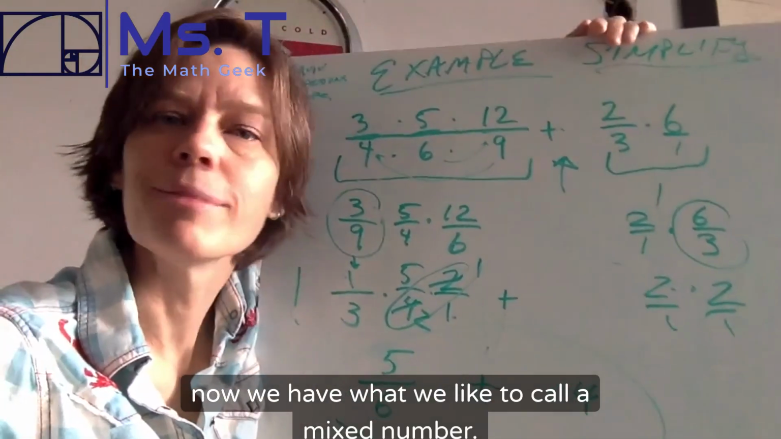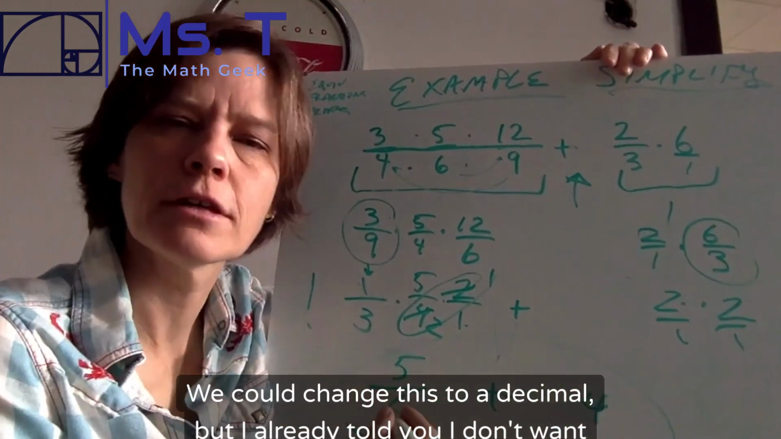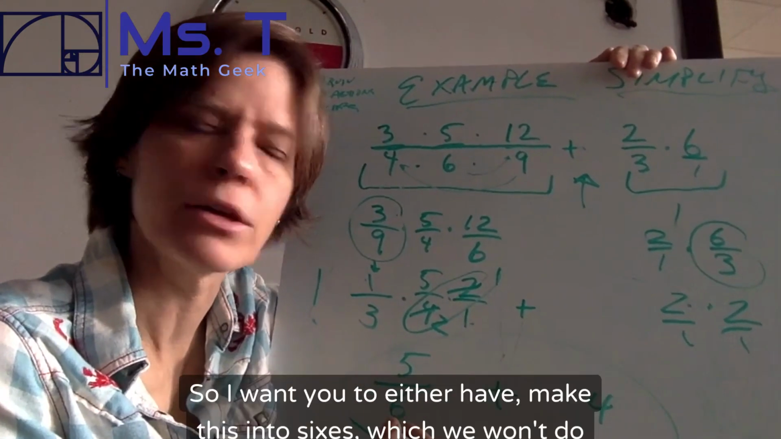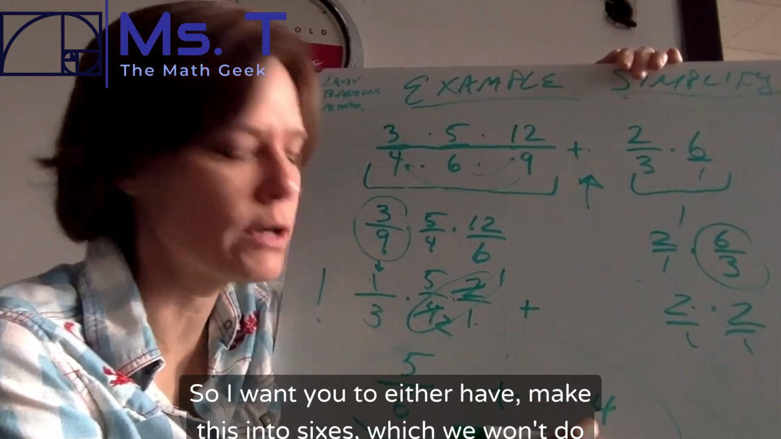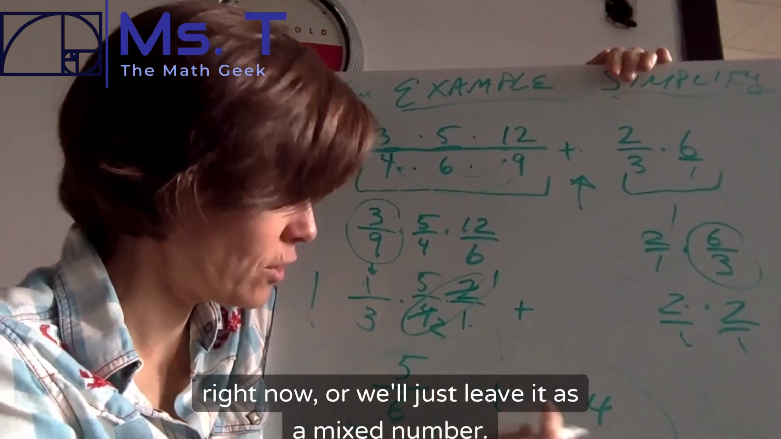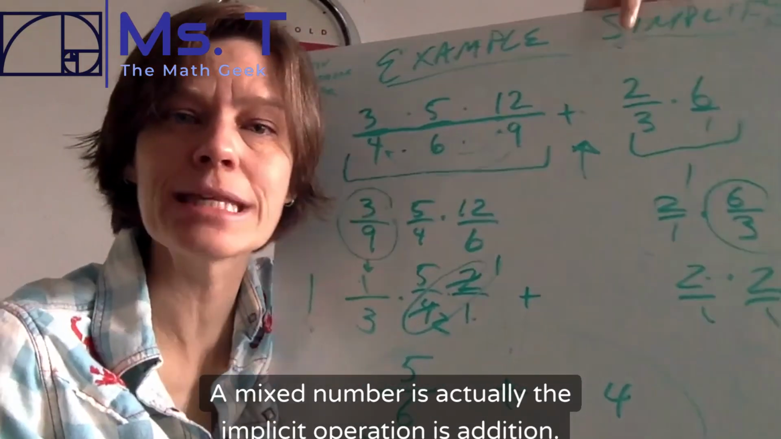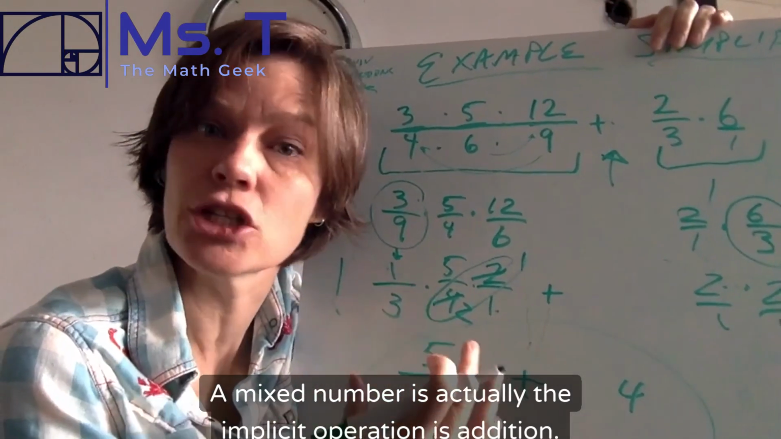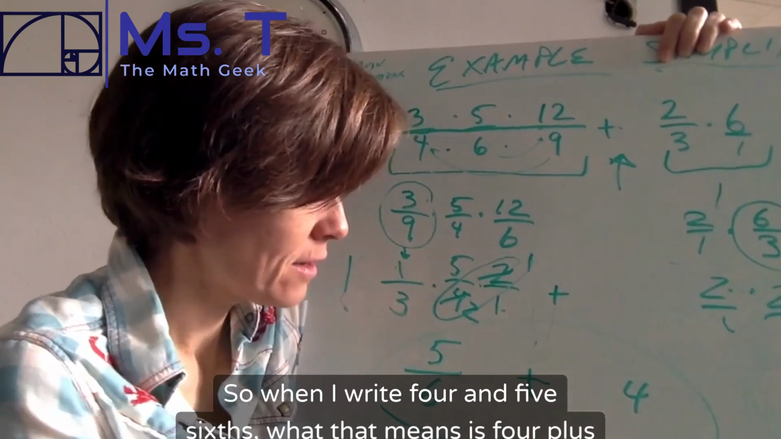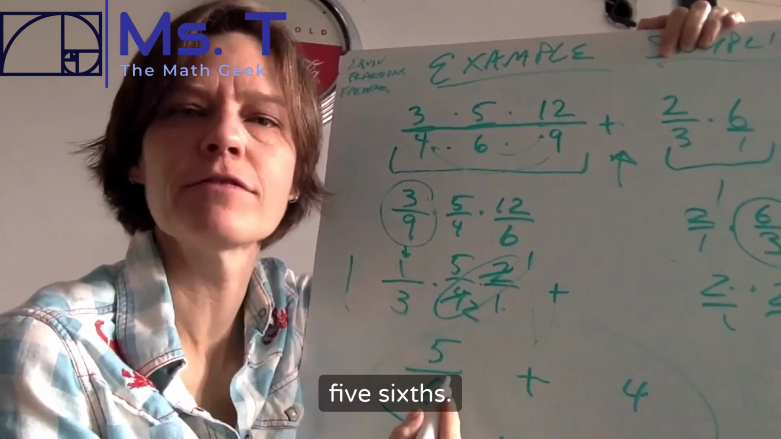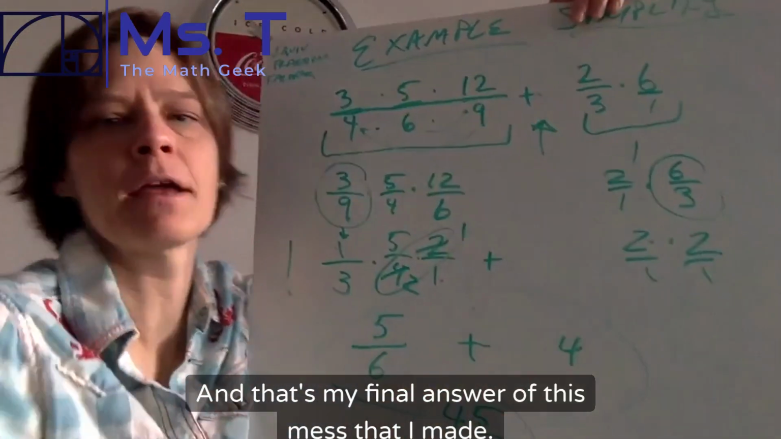Now we have what we like to call a mixed number. We could change this to a decimal. This is going to be repeating. But I already told you I don't want that. So I want you to either make this into 6ths, which we won't do right now, or we'll just leave it as a mixed number. So you should know how a mixed number goes together. A mixed number is actually, the implicit operation is addition. So when I write 4 and 5/6, what that means is 4 plus 5/6. And that's my final answer of this mess that I made.